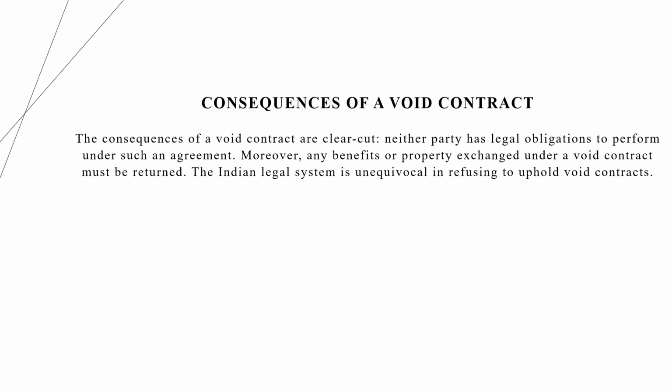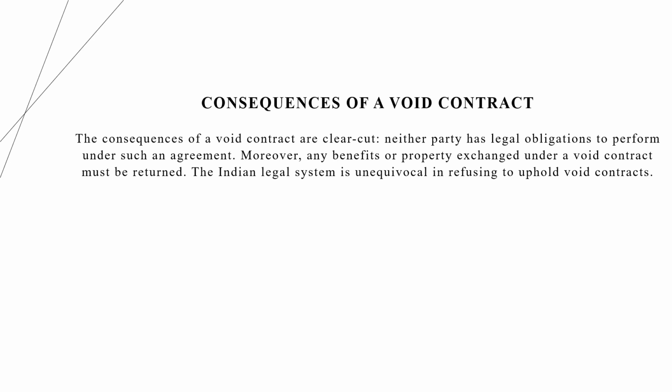The rationale behind the concept of void contract is to prevent and discourage activities that are illegal, against public policy, or involve vulnerable individuals like minors or persons of unsound mind. The law ensures that such contracts are not recognized and any transaction based on them is rendered legally inconsequential. This serves to maintain the integrity of the legal system and protect the interest of individuals and society as a whole.